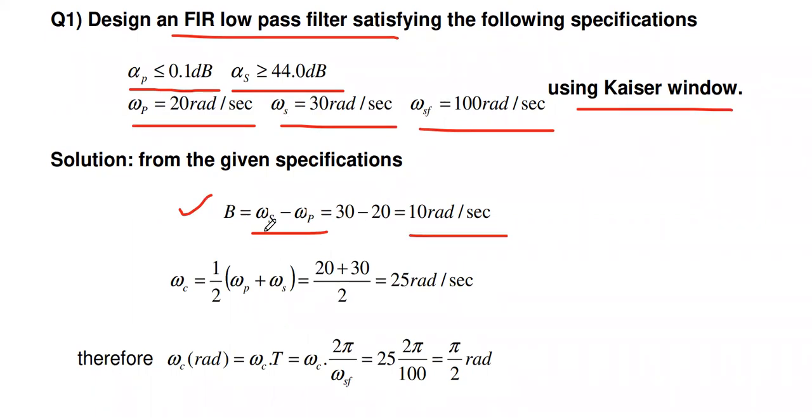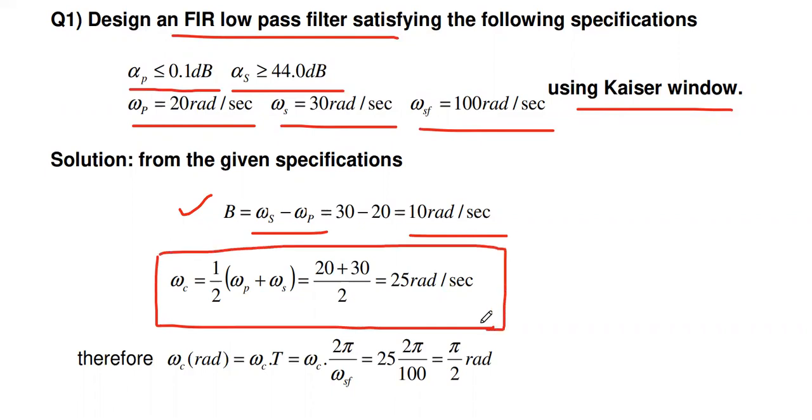And the next one: using the stop band and pass band frequencies, we have to calculate the cutoff frequency. What is the cutoff frequency? The cutoff frequency is the average of the pass band and stop band frequencies, omega p plus omega s divided by 2. So 20 plus 30 divided by 2, 50 by 2, is 25 radians per second.